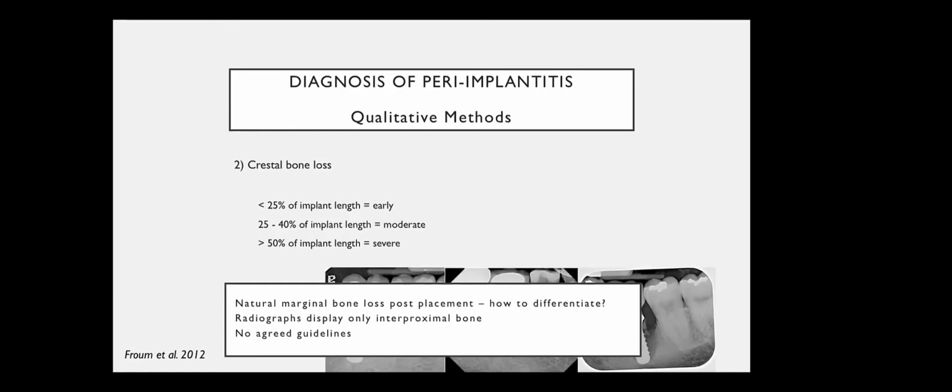Another problem is that every time you place an implant, you will get natural marginal bone loss of around 1 or 2 millimeters. So how can you differentiate between natural marginal bone loss and actually pathogenic bone loss, which could lead to periimplantitis? And then lastly, the problem is that we're taking these 2D periapicals, which are only displaying interproximal bone. So what happens if there's buccal or lingual bone loss? We're not able to see it. And it's quite difficult to justify taking 3D CBCT scans once a year to check for buccal or lingual bone loss around an implant. So we most likely don't do that.